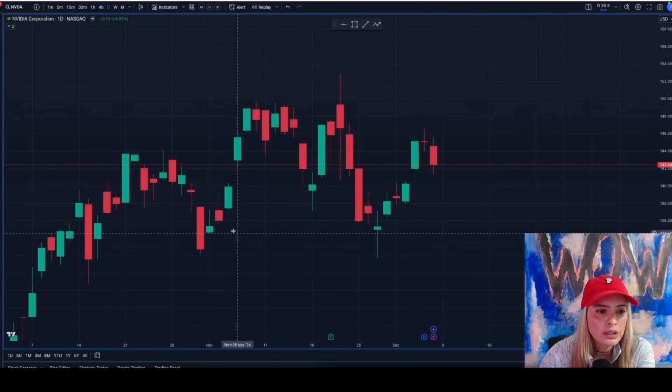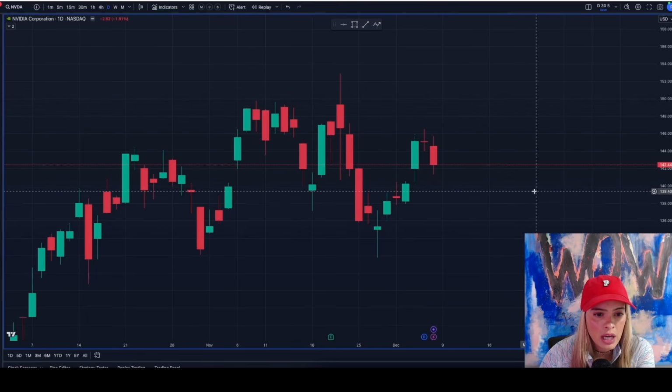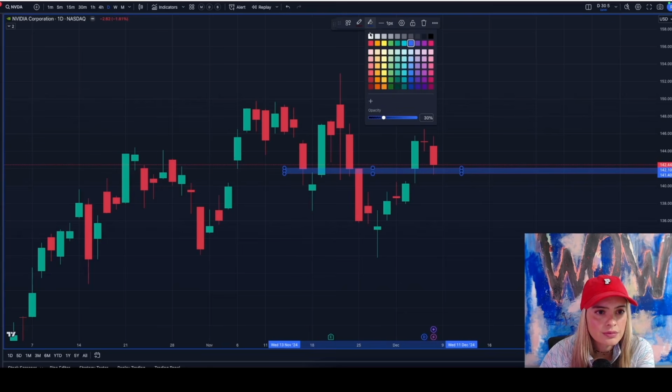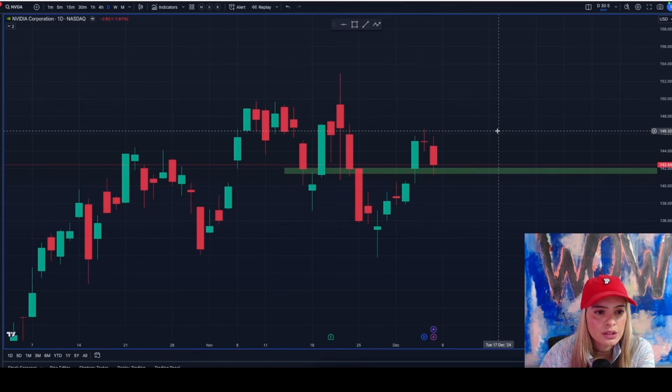Okay, so we are on the daily time frame, and we start from today into the past. The first level that I see is this low here: support, support, resistance, support. So that's the first level that I'm gonna put here. I'm gonna do something like this. That is green because it's support.